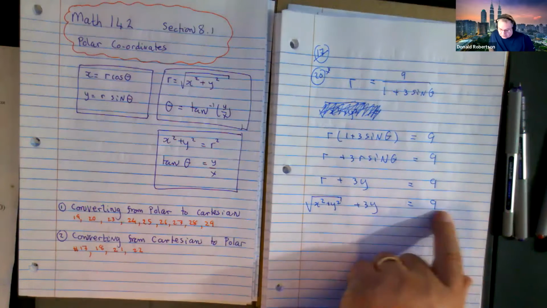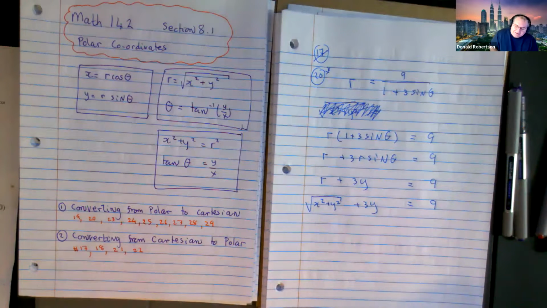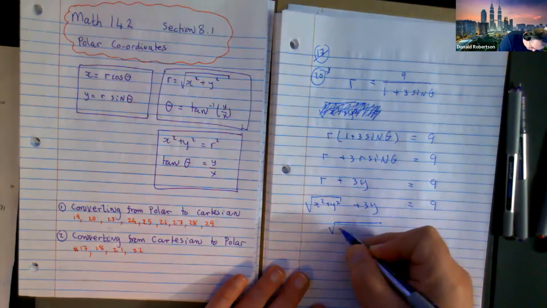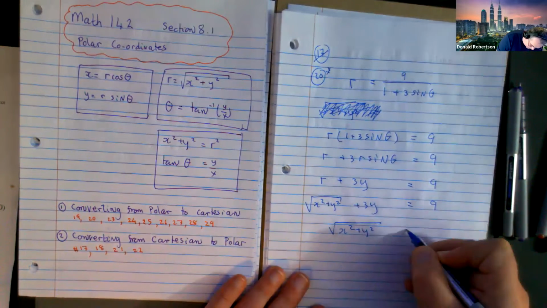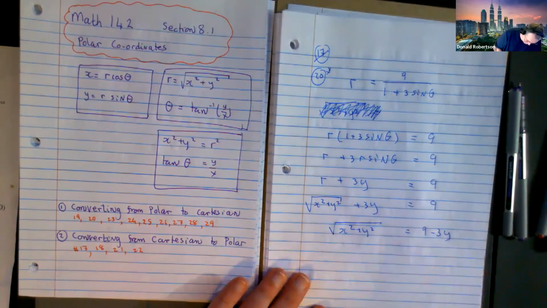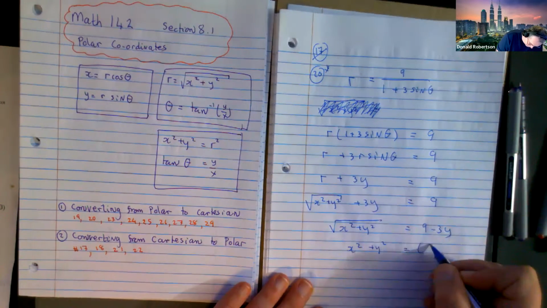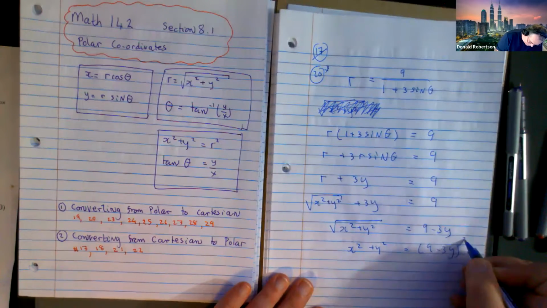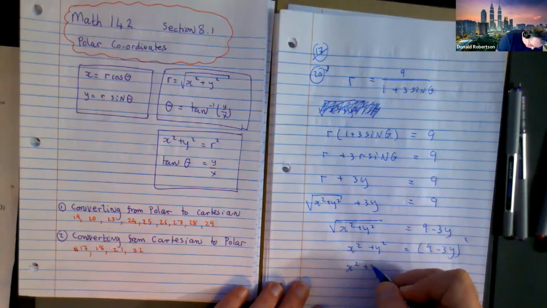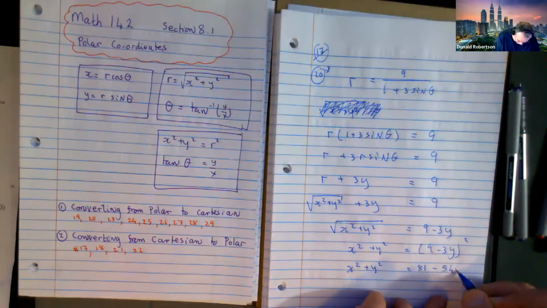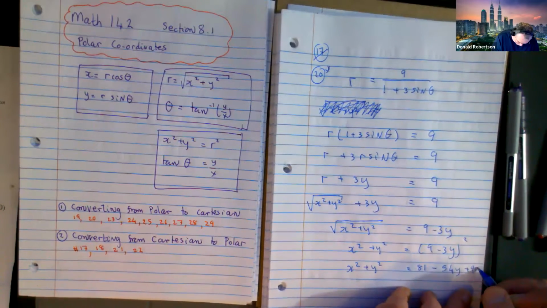And I certainly have converted everything into x's and y's, but I haven't done it in a way that would give us at least a fighting chance of writing it as y equals. So I'm going to see if I can make this look prettier. I'm going to subtract 3y from both sides, and then I'm going to square both sides. And now I'm going to have x squared plus y squared equals 81, take away 54y plus 9y squared.